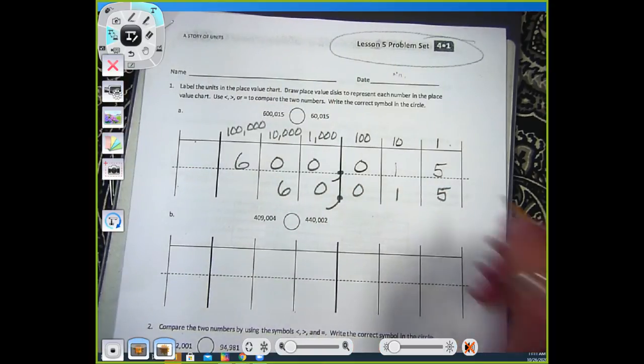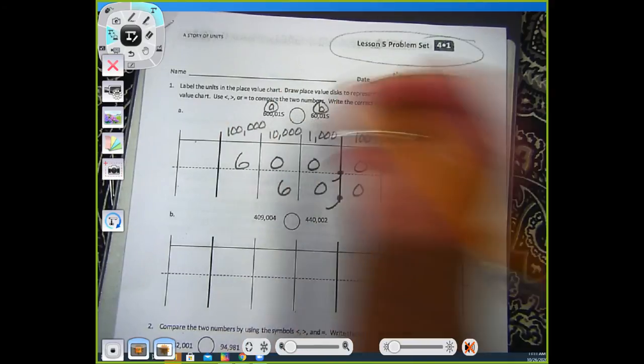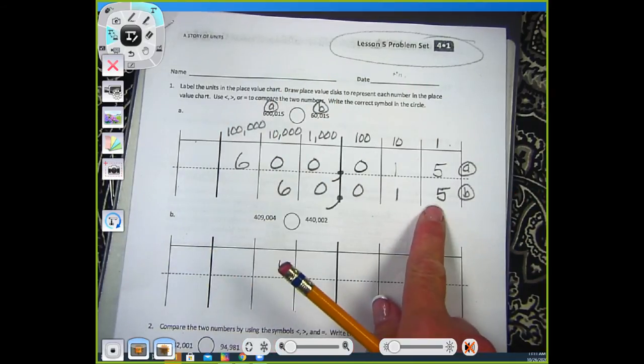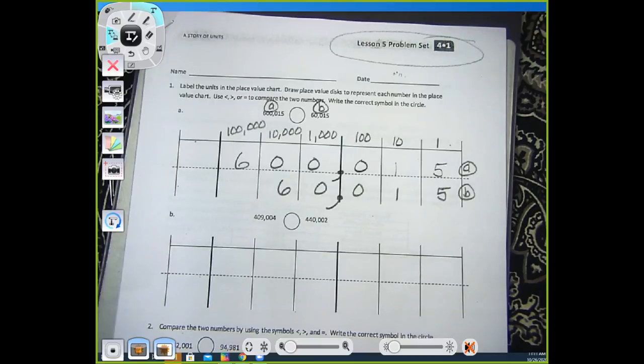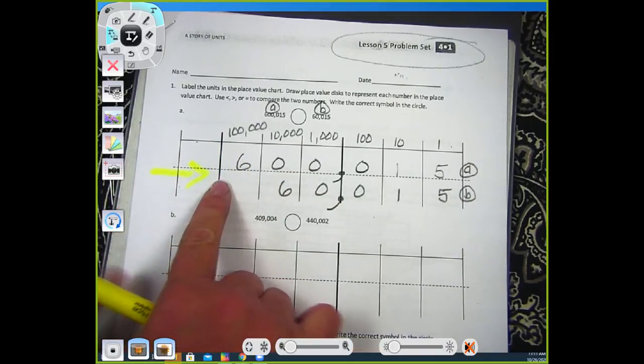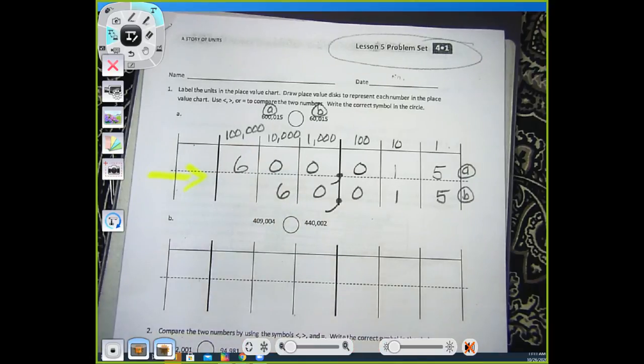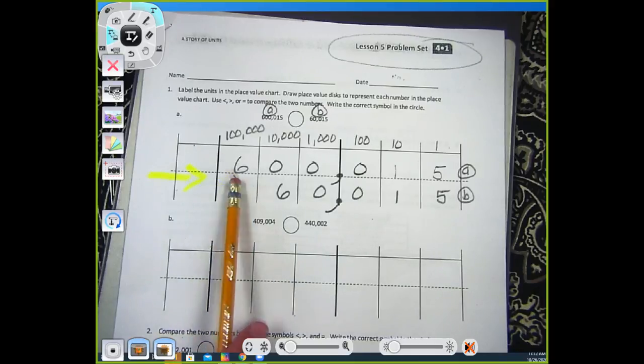Okay. So this was my number, my letter A and my letter B. When I use my place value chart, I'm going to compare my numbers, and I'm going to compare starting from left to right. So let's take a look. What do we notice happening in our 100,000 spot? What happens in my 100,000 spot? What do you think, Laura?